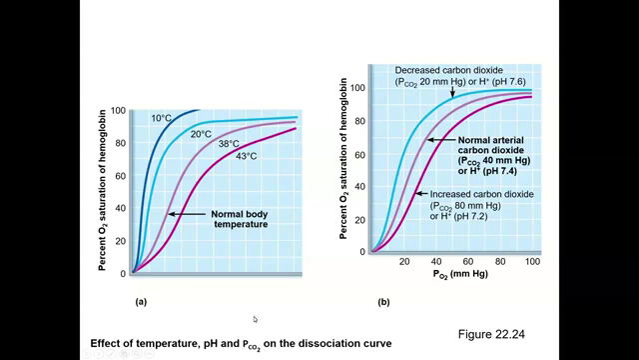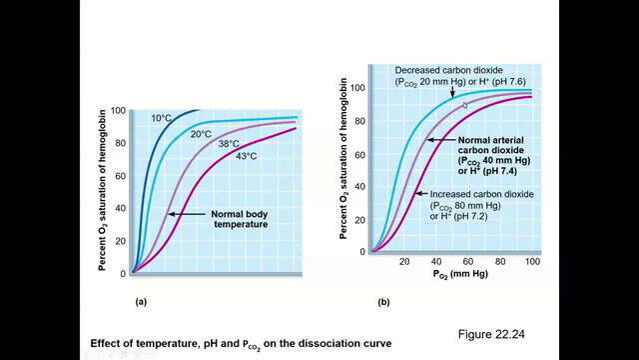Now, some of the effects, like I said, are pH, the partial pressure of carbon dioxide, and also temperature. If we have a fever, a high temperature, our cells need a lot of oxygen. So we want the hemoglobin to not have that much affinity for oxygen. We want it to drop off the oxygen easily in the tissue. And that's what happens here. The shift to the right means the hemoglobin doesn't have as much affinity and will drop off oxygen much easier.